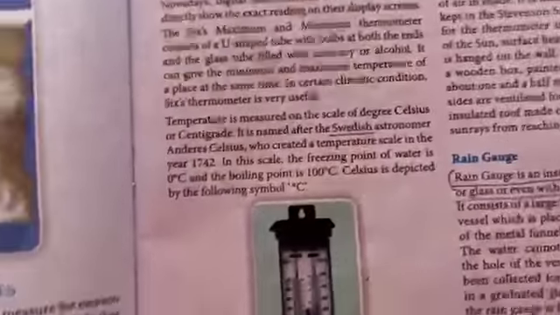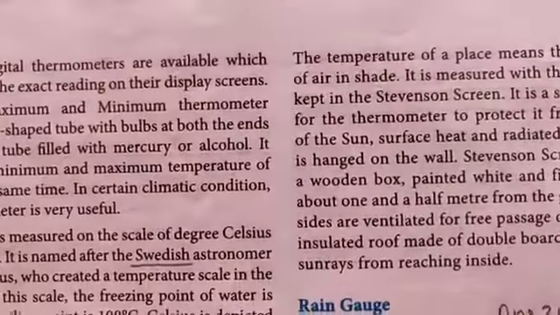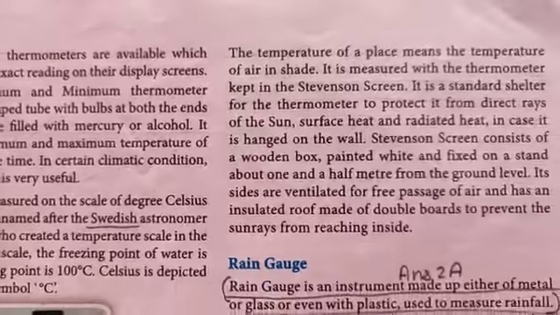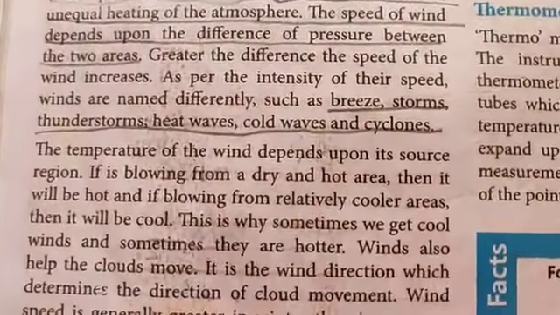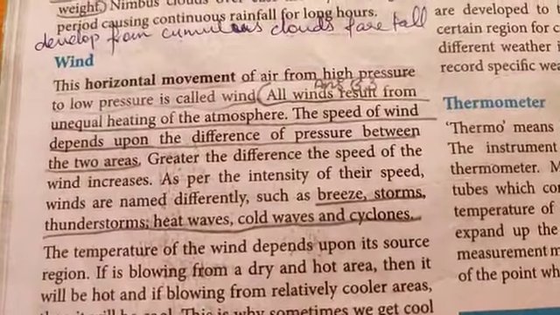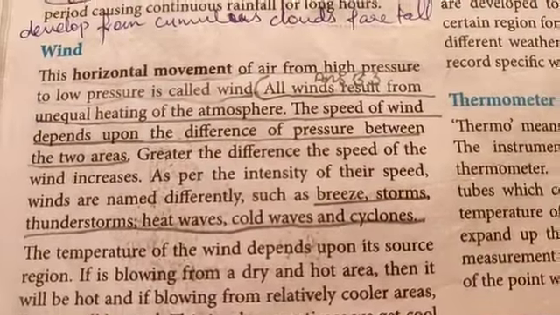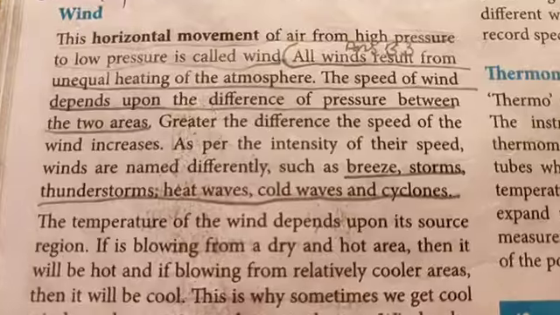Now children, not much to explain in the thermometers, the Celsius or centigrade or the Fahrenheit one, and even the Stevenson screen, just the things that I have pointed out. Please reread the whole thing again. The entire wind part is very important, the pressure gradients are very important, and how the horizontal movement of air is called a wind, and what the speed of wind depends upon. This is very important, children.